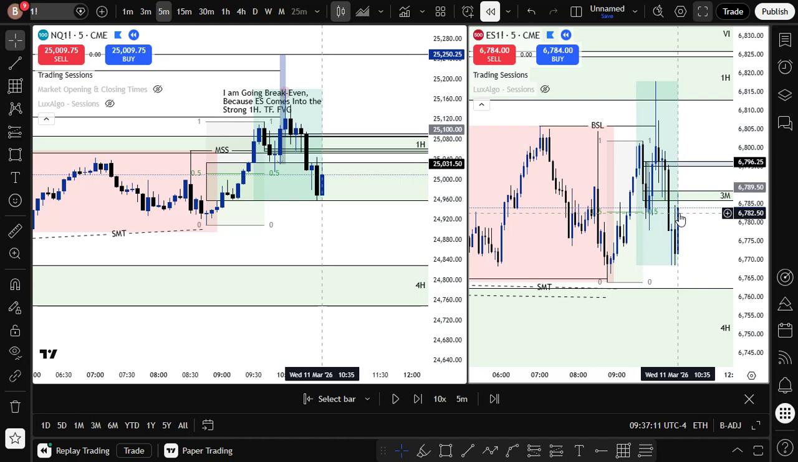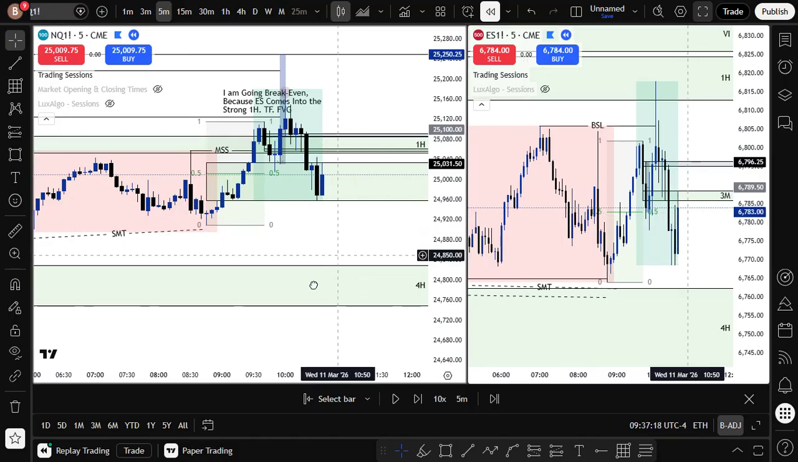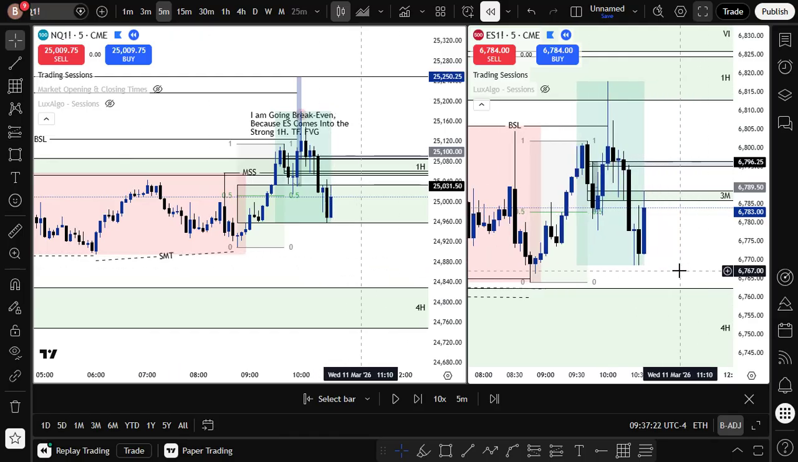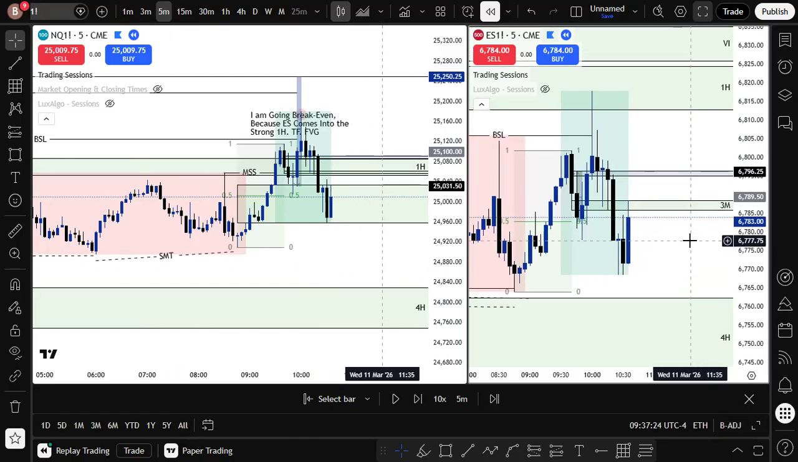Now, my idea is pretty simple. If I want to enter longs, what do I need? I really don't want to see longs today. I'm not entering any longs, I think, until I see.